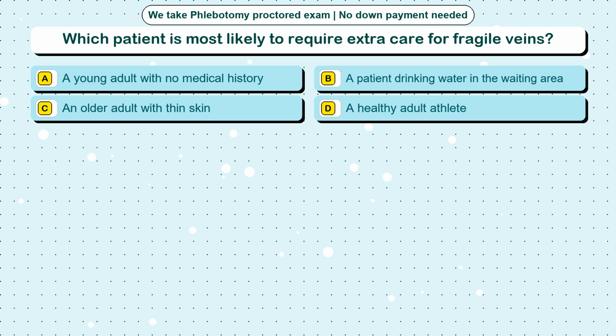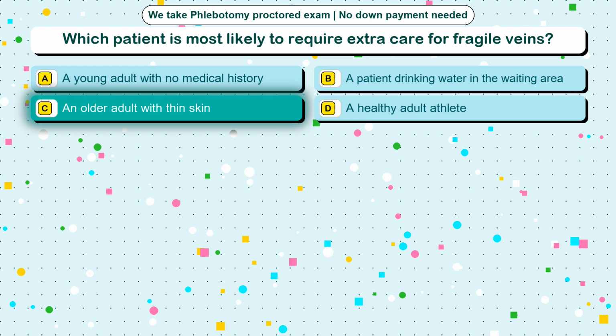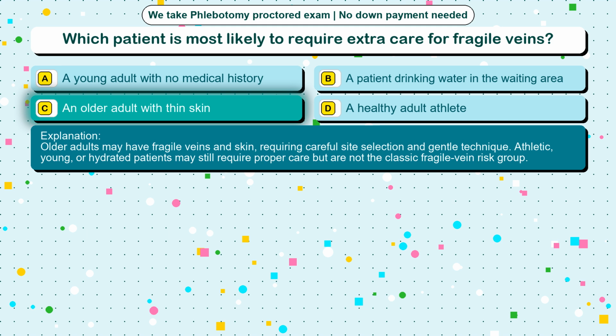Option A. A young adult with no medical history. Option B. A patient drinking water in the waiting area. Option C. An older adult with thin skin. Option D. A healthy adult athlete. The correct answer is option C. An older adult with thin skin. Older adults may have fragile veins in skin, requiring careful site selection and gentle technique. Athletic, young, or hydrated patients may still require proper care but are not the classic fragile vein risk group.